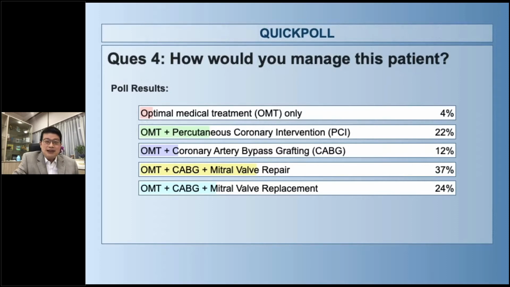Okay, so we are a bit split here. So 37% thinks CABG plus mitral repair, 24% CABG plus mitral valve replacement. Actually, we're not that split because 60% thinks we should intervene on the mitral valve in addition to CABG. 12% thinks should have CABG. 22% thinks PCI is good.